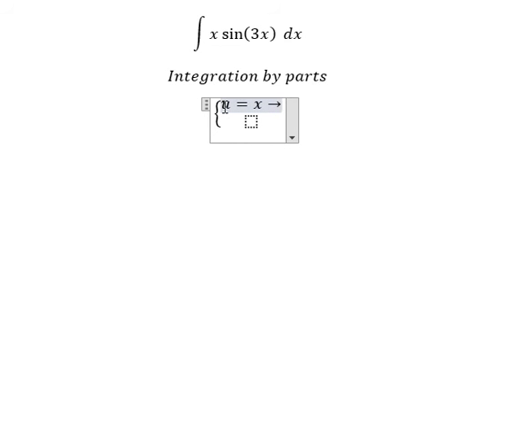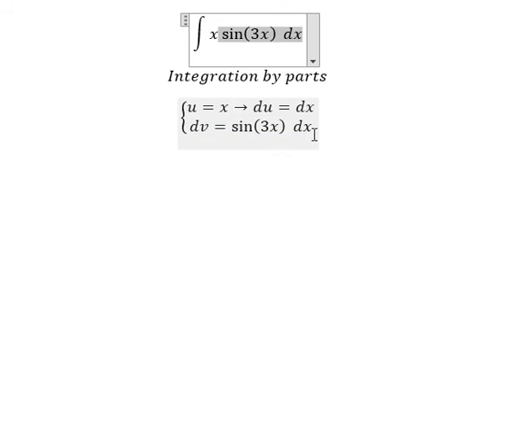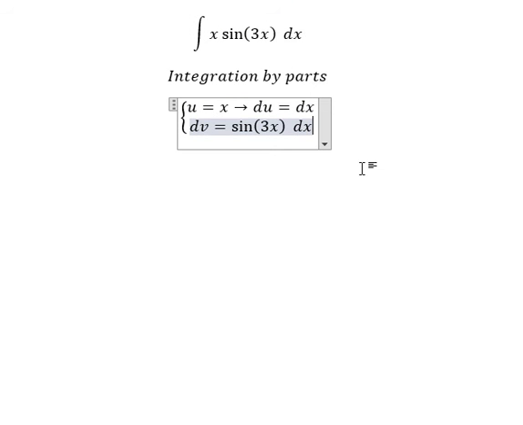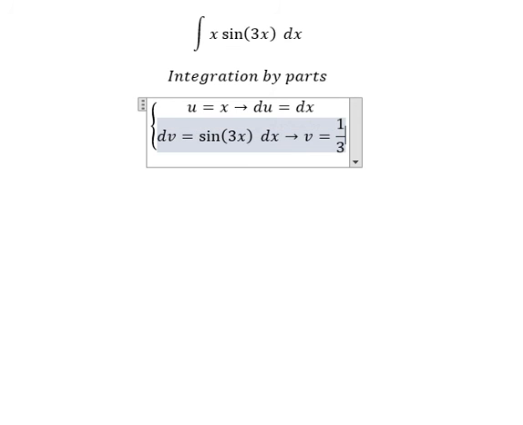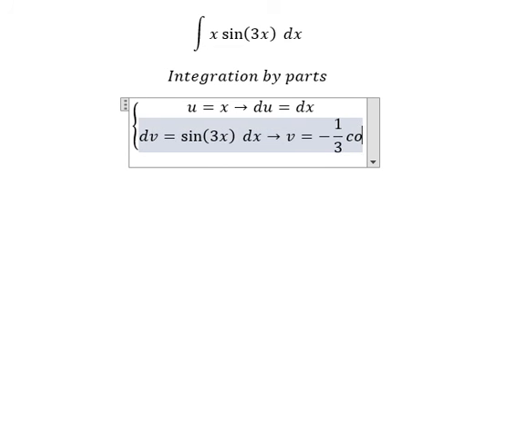Later we need to take the first derivative for both sides, and we have dv, that is sine 3s ds. From here, the integration of this one, we have v equal to 1 over 3 negative cosine 3s.